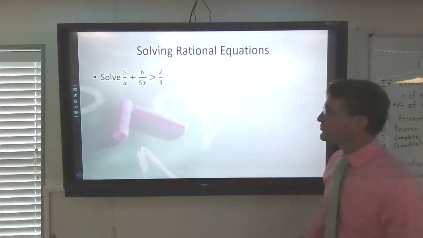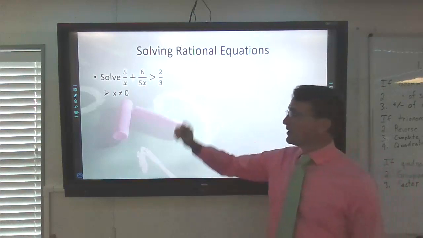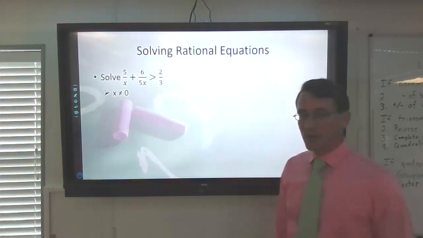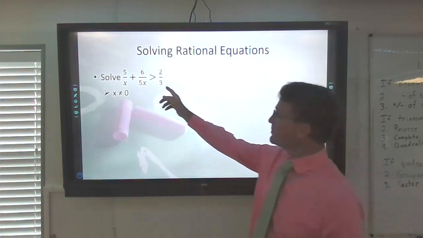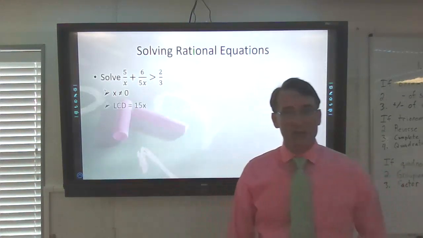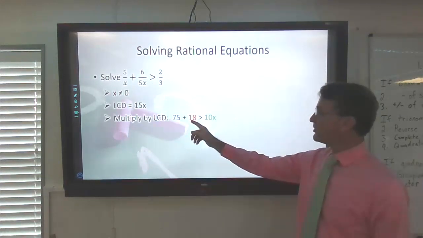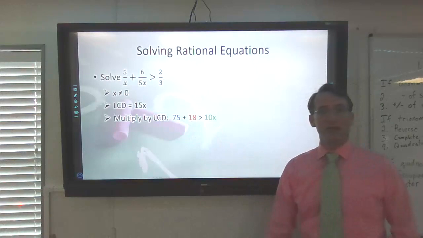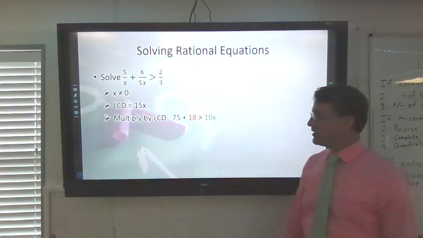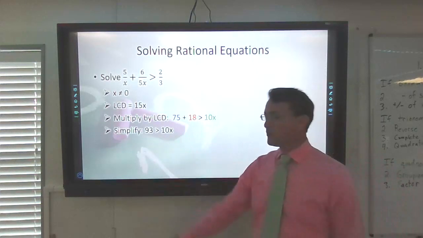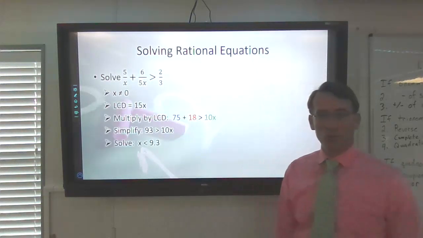So solving for this one, I first of all notice that x cannot be equal to 0. I am then going to multiply by my least common denominator to get rid of fractions. My least common denominator is going to be 15x. So multiplying everything by 15x will give me 75 plus 18 is greater than 10x. Combining my like terms of 75 and 18, that gives me 93. Dividing both sides by 10 gives me 9.3.